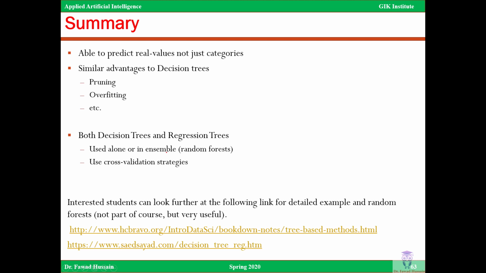Unfortunately, we cannot cover it in this course, but for those of you who will be using it based on the decision tree or a regression tree, you can look at what is called the random forest, and very simply it's just a collection of regression or decision trees that work together to increase the effectiveness of the algorithm. And then we can use cross-validation strategies. We'll be discussing what these strategies are in a couple of videos. So you can read further. You can look at a few examples in these web links.